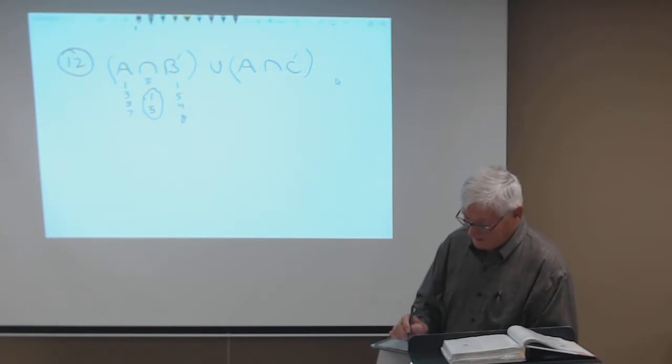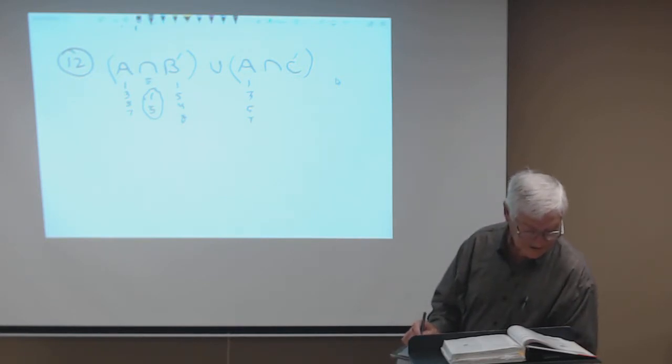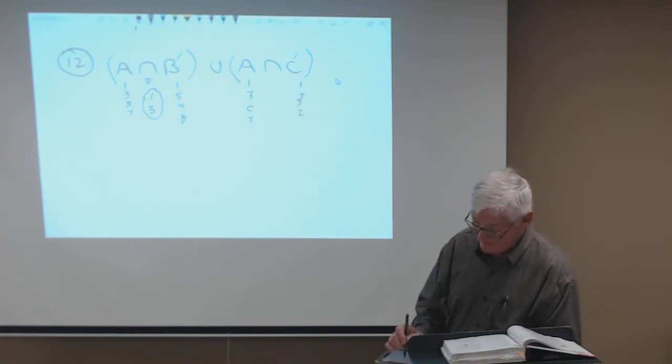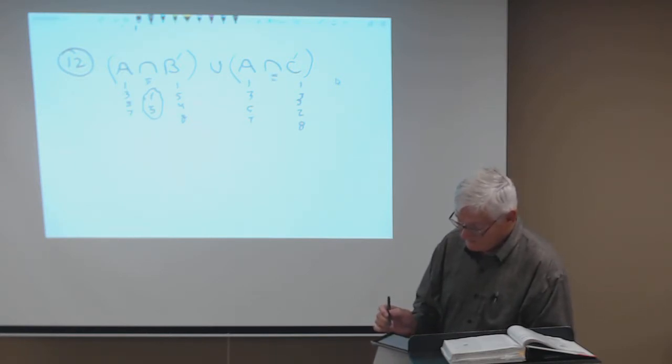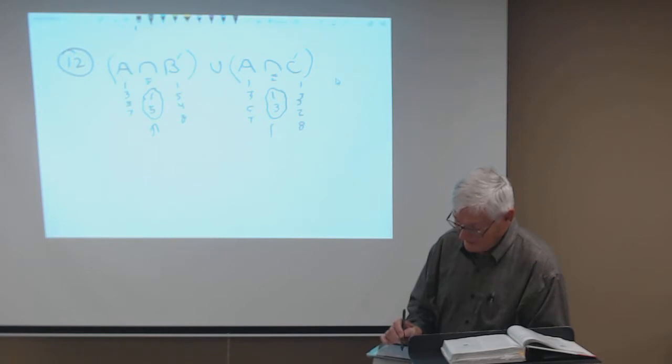Okay. Now let's go over here. What's in A? 1, 3, 5, 7. What's in C prime, the complement of C? 1, 3, 2, 8. Everybody see that? Now, what's the intersection of those two? 1 and 3. Now, I take this, and what do I do with them? Union, combine them. So what do I get? 1, 3, 5. Regions.